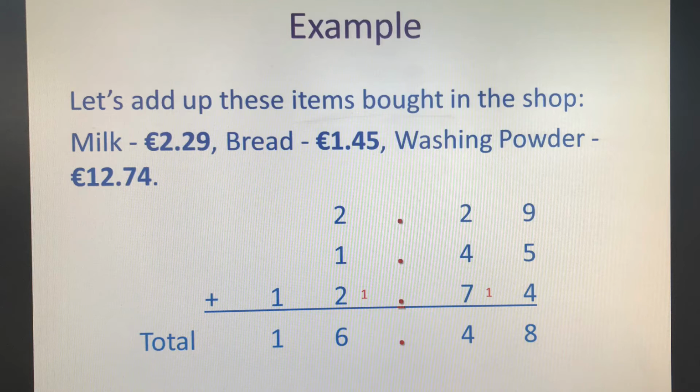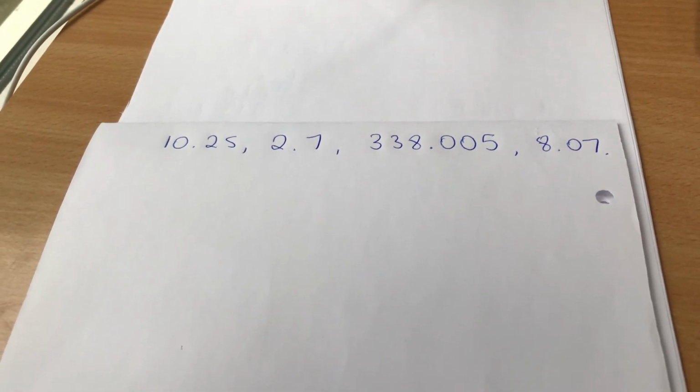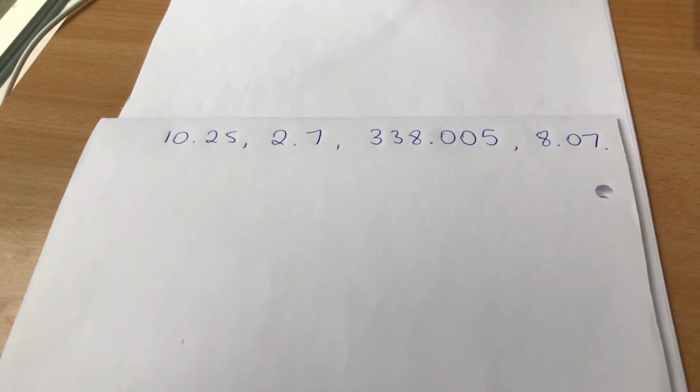So your answer would be 16 euros. So again, everything before the decimal point is a whole number, 16 euros, 0.48 cents. So again, that 48 comes after the decimal point and shows that it's not a whole number, so it's 48 cents.